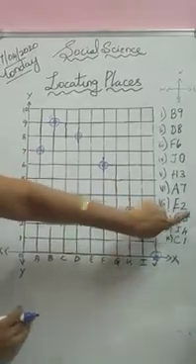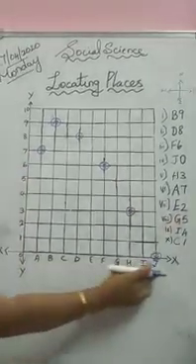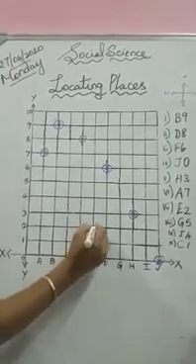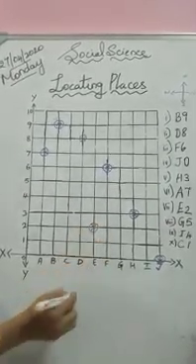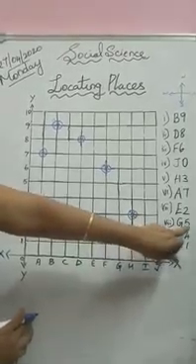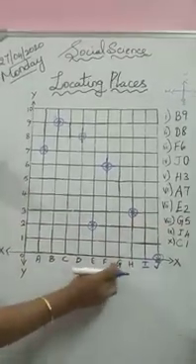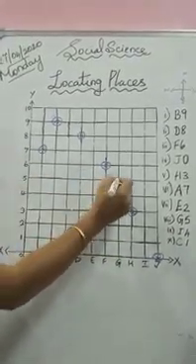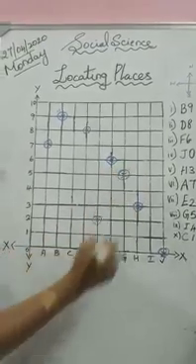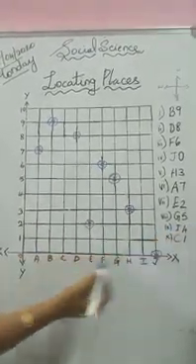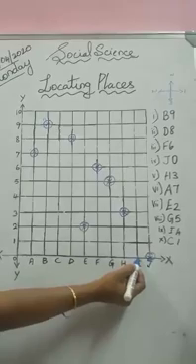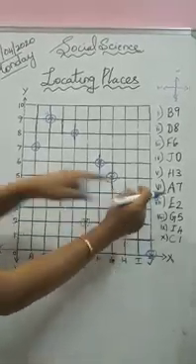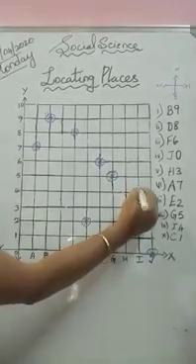Same way E2. So x-axis E, y-axis 2. So the meeting place of these two is this. Then G5. x-axis G, y-axis 5. So the meeting place of G and 5 line is this. Next I4. x-axis I, y-axis 4. So the meeting place of I and 4, these two lines, is this.